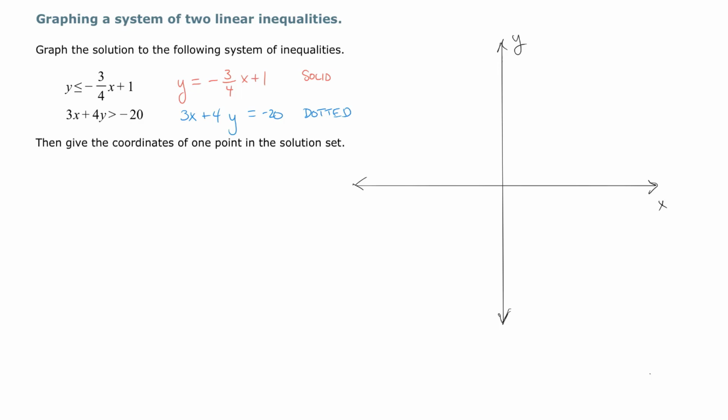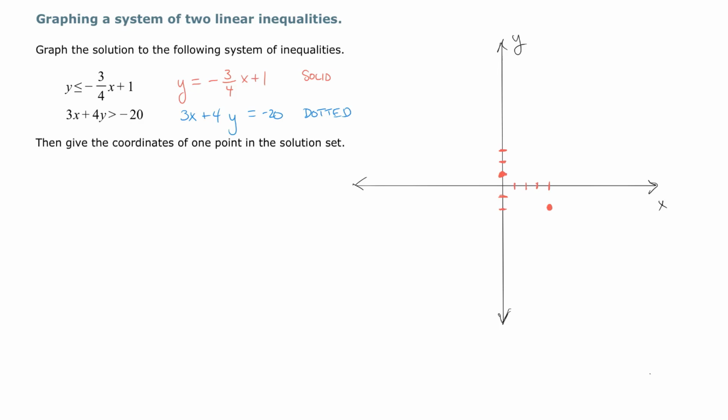Let's graph these lines. Graph these to the best of your ability. I'm going to need a y-intercept of 1. And it does say to go down 3, right 4. So 1, 2, 3. 1, 2, 3, 4. So right here and here, we're going to connect those dots and plot a solid red line.